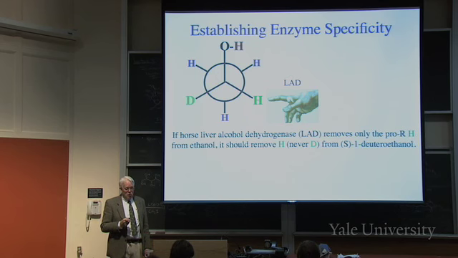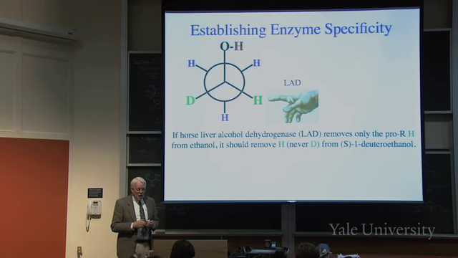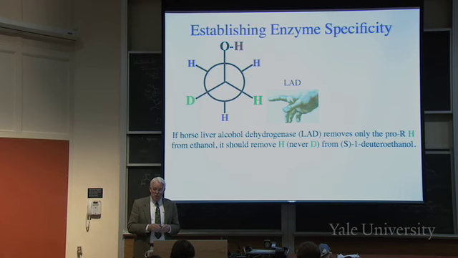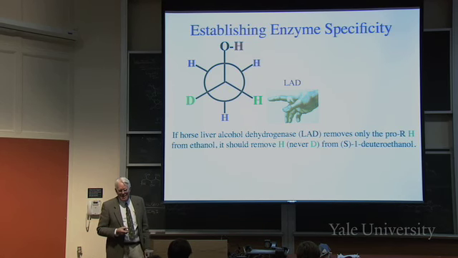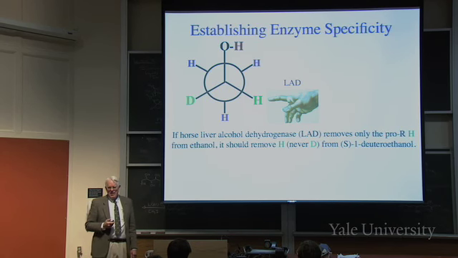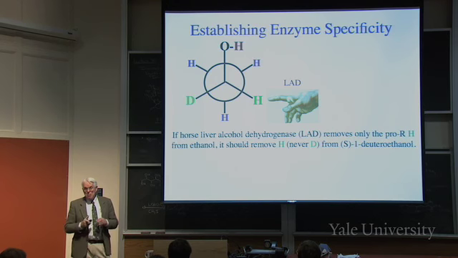If it removes only the pro-R hydrogen in this deuteroethanol, it should remove the hydrogen and never deuterium in the case that it's deuterated like this. I messed that up saying it, but you can read it better than I can. Okay? Now, that would be a great experiment.